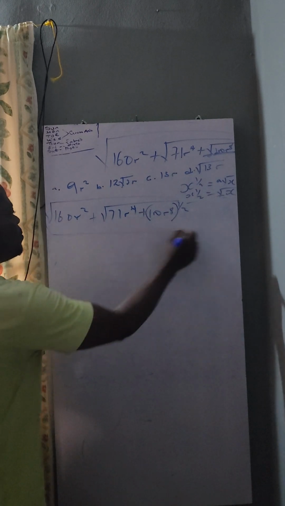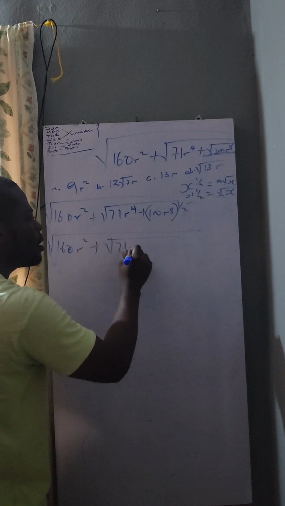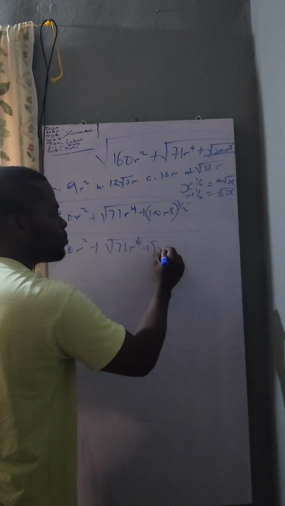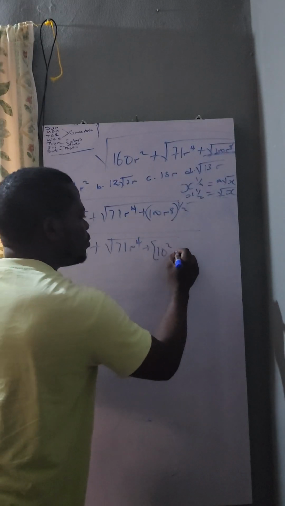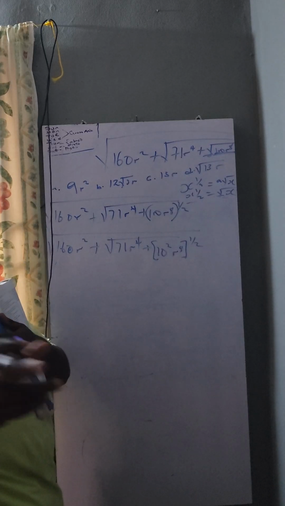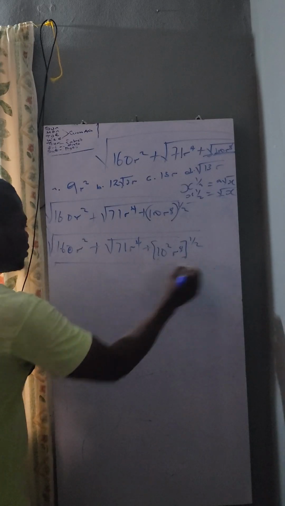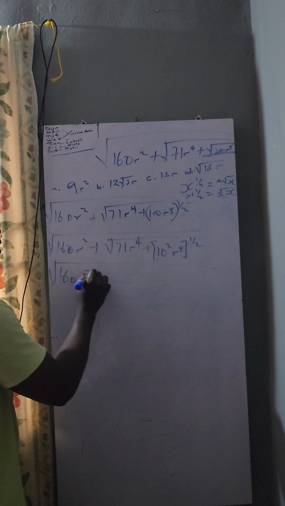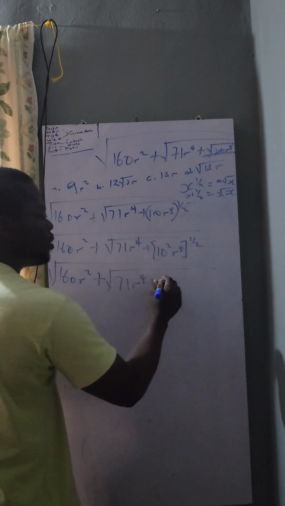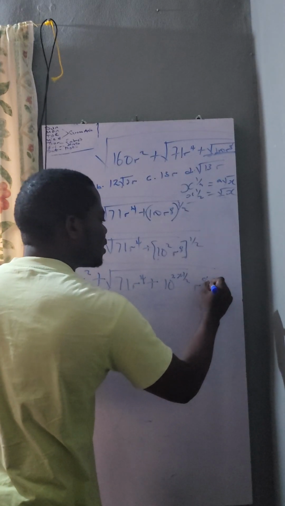So here now let's continue. This becomes the square root of 160r squared plus the square root of 71r raised to power 4 plus 100 divided by 10 raised to power 2, then r raised to power 8, then 1 over 2. Are you with me? Now we give each term its 1/2. This becomes the square root of 160 r squared plus root 71 r raised to power 4 plus 10 raised to power 2 times 1/2, then r raised to power 8 times 1/2.